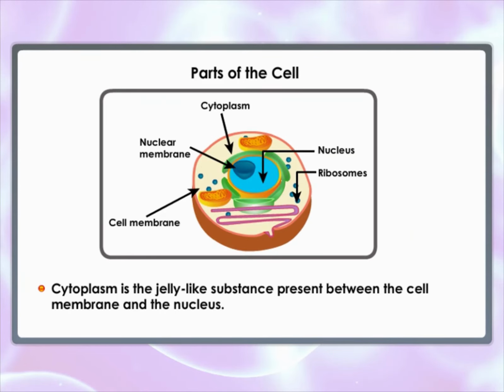Cytoplasm is the jelly-like substance present between the cell membrane and the nucleus. Various other components or organelles of cells are present in the cytoplasm. These are mitochondria, Golgi bodies, ribosomes, etc.